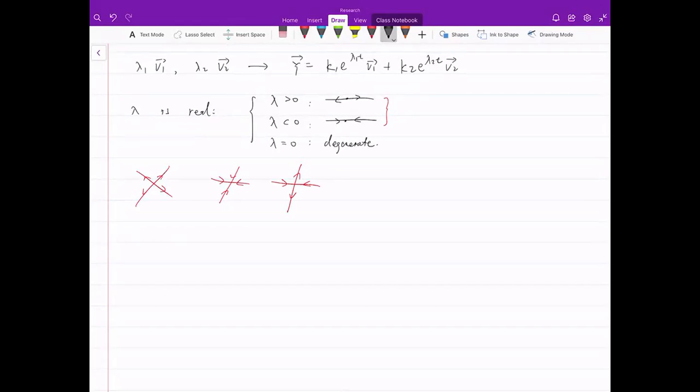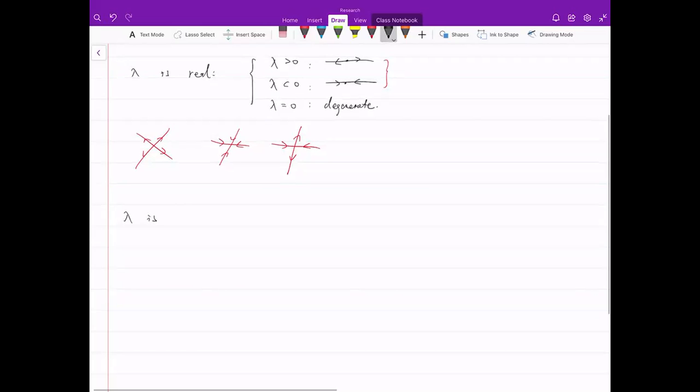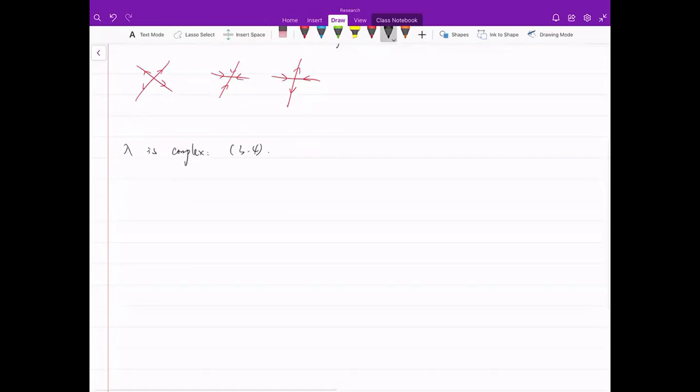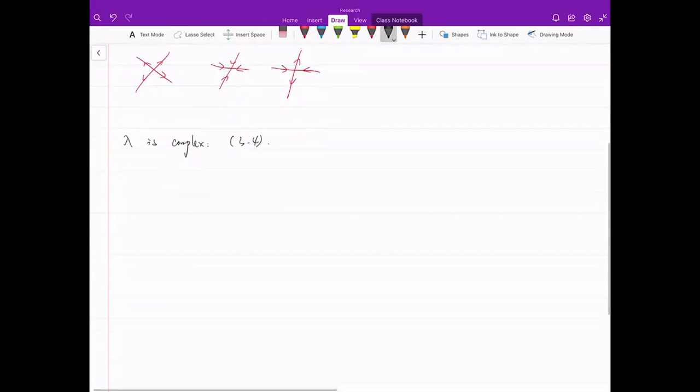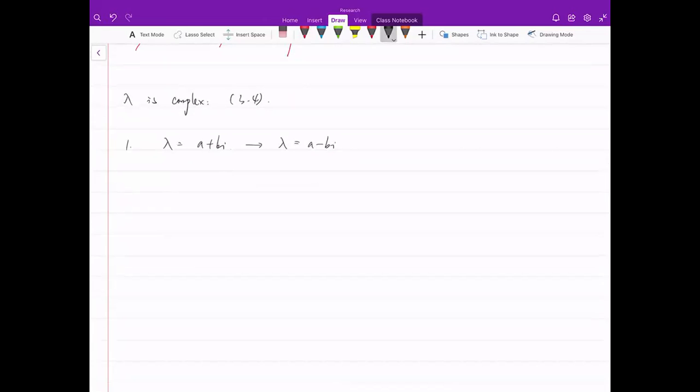After that, we went to the question: what if lambda is complex? That is where we are right now. Lambda is complex. This comes from section 3.4. Every time you have a complex eigenvalue, lambda equals a plus bi, you have a corresponding eigenvalue, lambda equals a minus bi. They always appear in pairs, remember? You solve a quadratic and you have plus or minus bi. Once you have that, naturally you have this solution which looks like e to the lambda t, which is e to the (a plus bi) t.